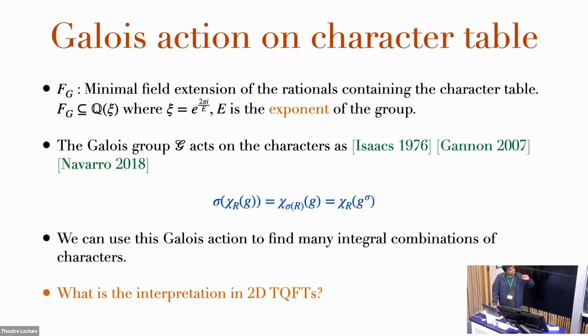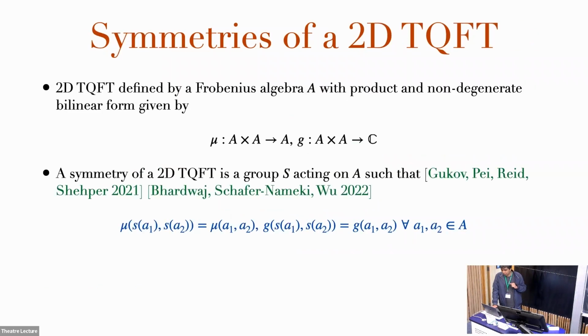To understand this, we have to look at a notion of symmetries for these TQFTs. 2D TQFTs, as we saw, are defined by a Frobenius algebra, and we have to define a symmetry for these two-dimensional TQFTs. This was looked at initially in this paper, where I think one of the authors is here, and also Bharadwaj, Sakura, and Jingjiang Wu looked at symmetries of 2D TQFTs. Essentially, it's an action on the Frobenius algebra such that the multiplication and the non-degenerate bilinear form are preserved.